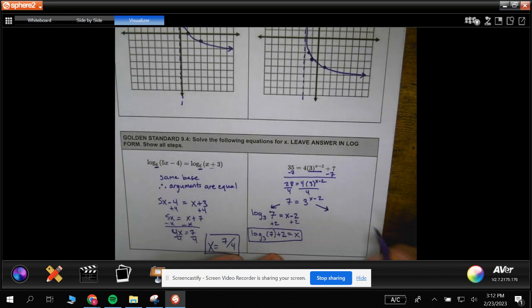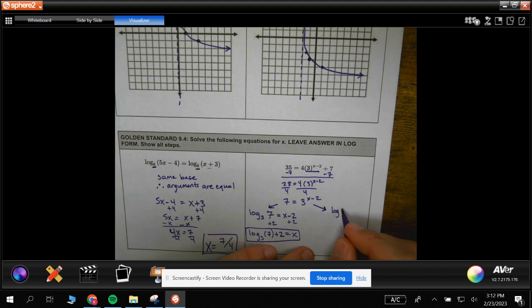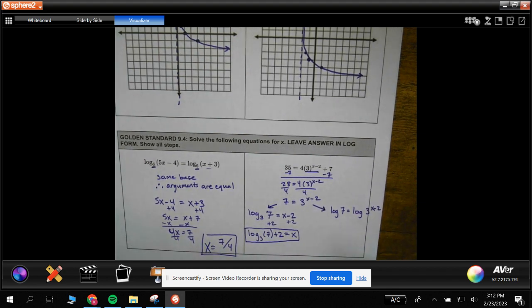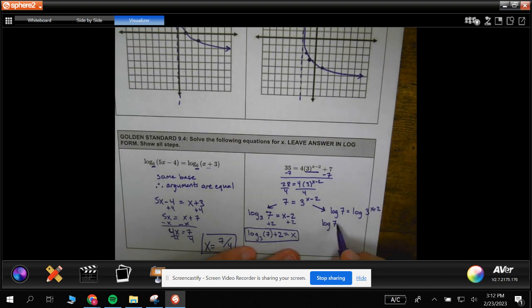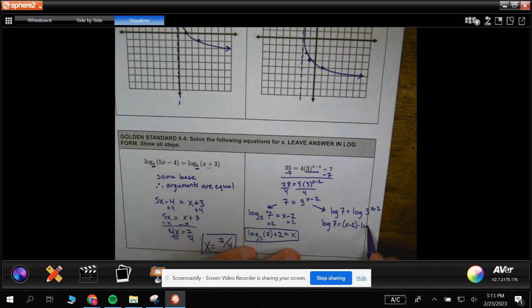Again, these are two paths to the same place. What if we took the log base 10 of both sides? So log of 7 equals log of 3 to the x minus 2 power. Now, what have we learned here? Based on the power property, this x minus 2 can come out in front. X minus 2 times the log of 3.